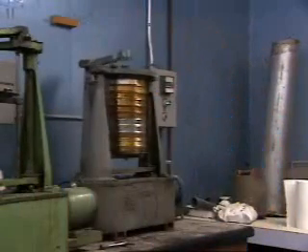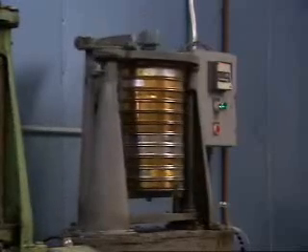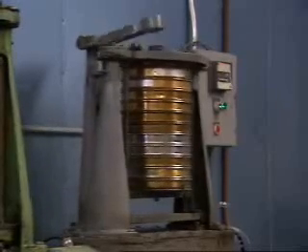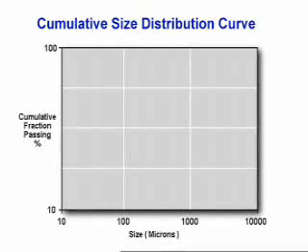During this process, the fine particles fall through most of the screens and accumulate on the bottom screens, while the coarser particles stay toward the top. Once the screening is complete, the material on each screen is collected. The results from this analysis can be plotted on a graph.